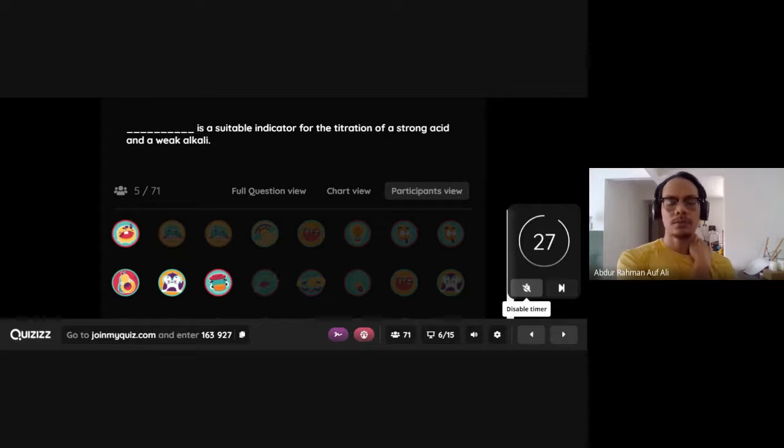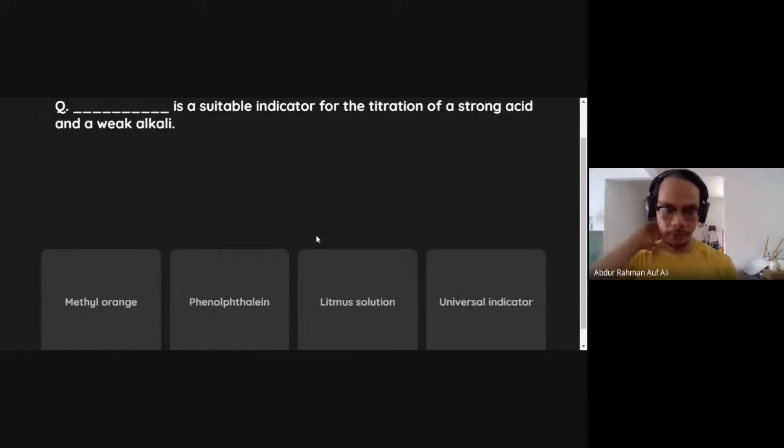Blank is a suitable indicator for the titration of a strong acid and a weak alkali. Options yang ada kat sini, methyl orange, phenolphthalein, litmus solution, and universal indicator. So bagi yang tak boleh join, kamu just pay attention to the screen lah. Okay.